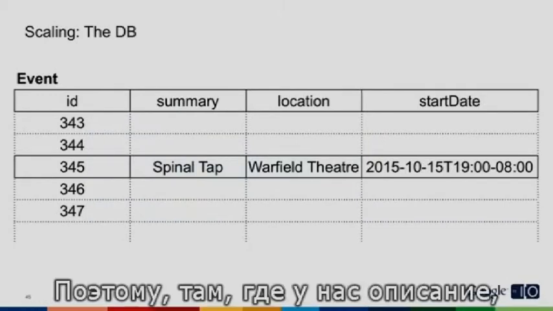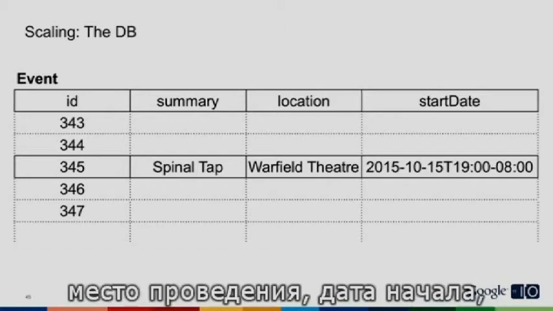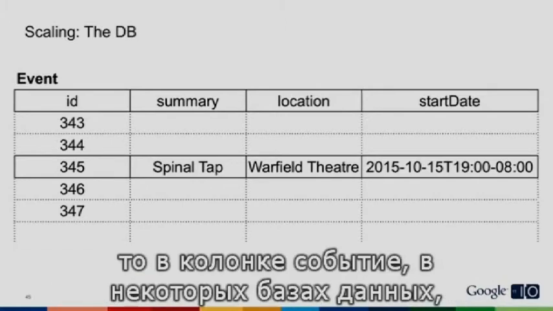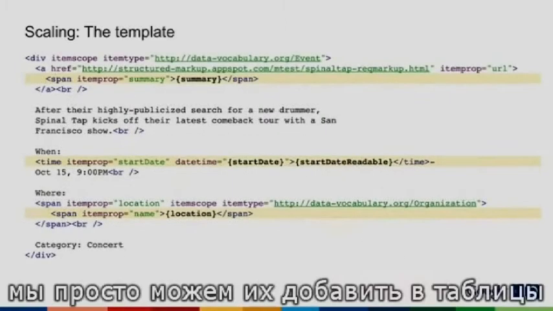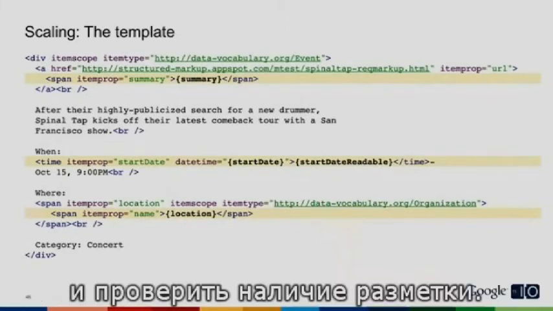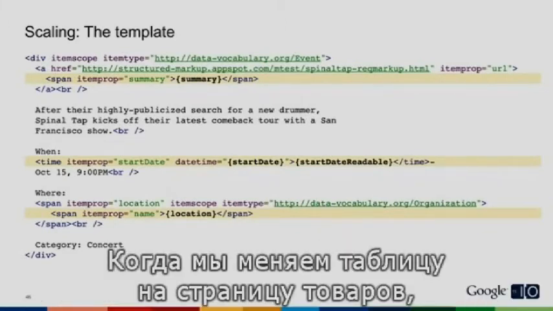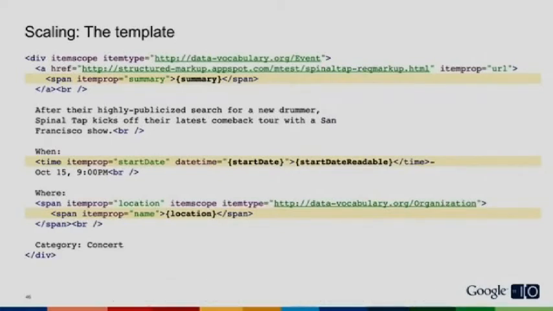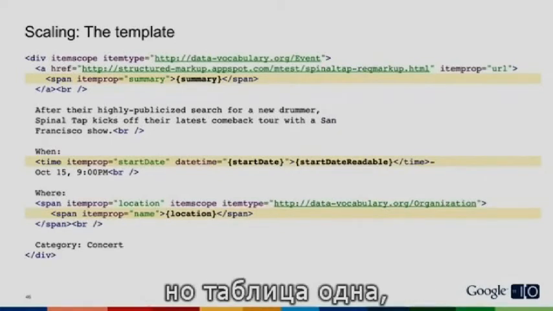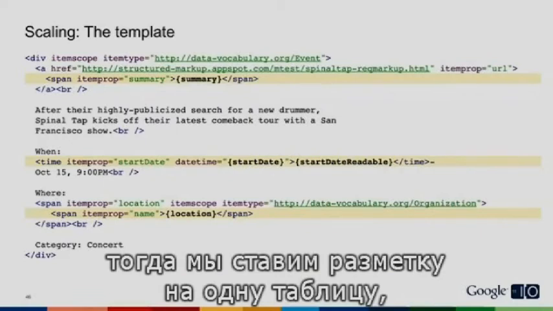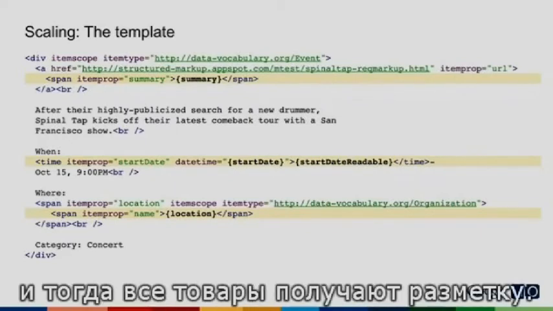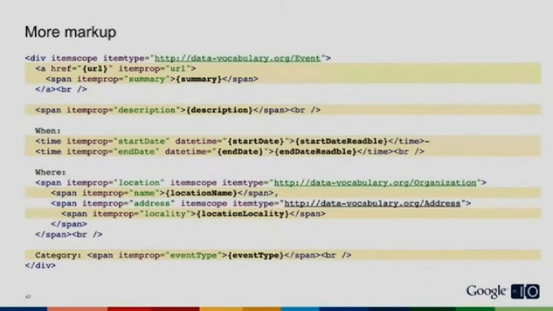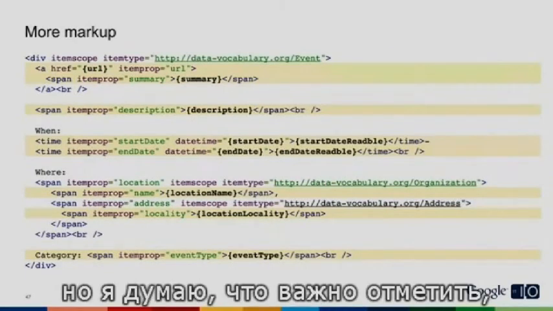So where we have the summary, location, and start date in an event field in some database, we can just add those to the template and make sure that the markup's there. When we change the template for, say, product pages, maybe there's 5,000 of them on our site, but one template, we mark up that one template, and all of those product pages get the markup. Right? This is kind of obvious, but I think it's important to note that when you edit your templates to include this markup, you've added it to your whole site.